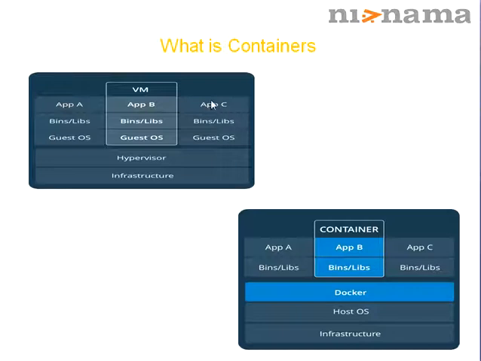So if we see, in case of VM, each VM has a separate operating system. But in case of container, it does not have a separate operating system. So basically, a container shares the host operating system kernel, whereas in case of VM, each VM has its separate kernel.